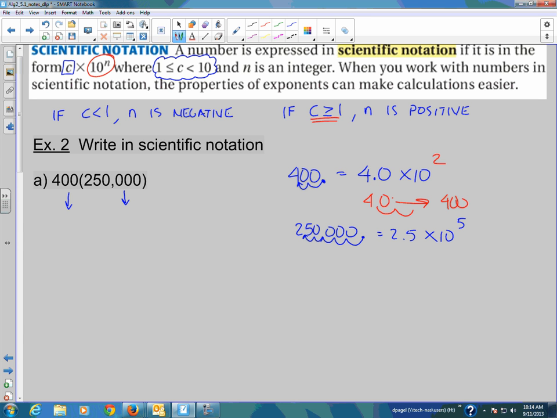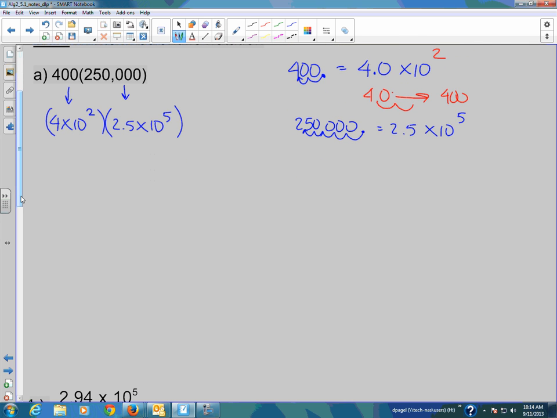So if we do that, we have 4 times 10 to the second, and we're going to multiply that by 2.5 times 10 to the fifth. And now here's where our properties of exponents work together. First, we consider the C values, and we work with them independently of the exponential values. So thinking about the exponential values, since that's what we're kind of concentrating on, I have a 10 to the second times a 10 to the fifth. And that means I have a product of powers, which means I add powers together, and I get a 10 to the seventh.